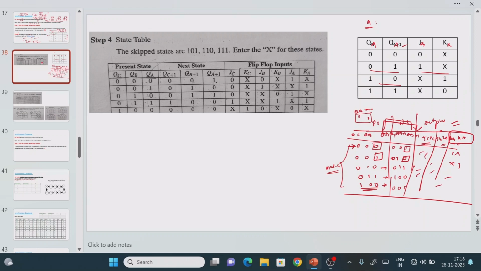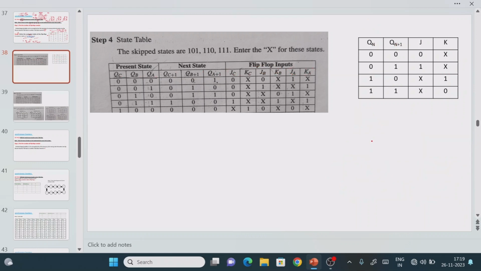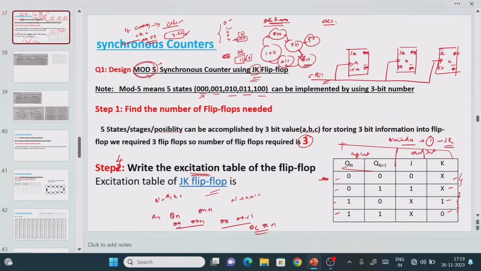Later on we will see what we have to perform, right? If you understand here, how many flip-flops do we have? 3, right? It means 3 present state values and 3 next state values. For each flip-flop we have the outputs JA, JB, KB, JC, KC. Here what exactly we are going to do is find the output expressions for JA, JB, KB, JC, KC.